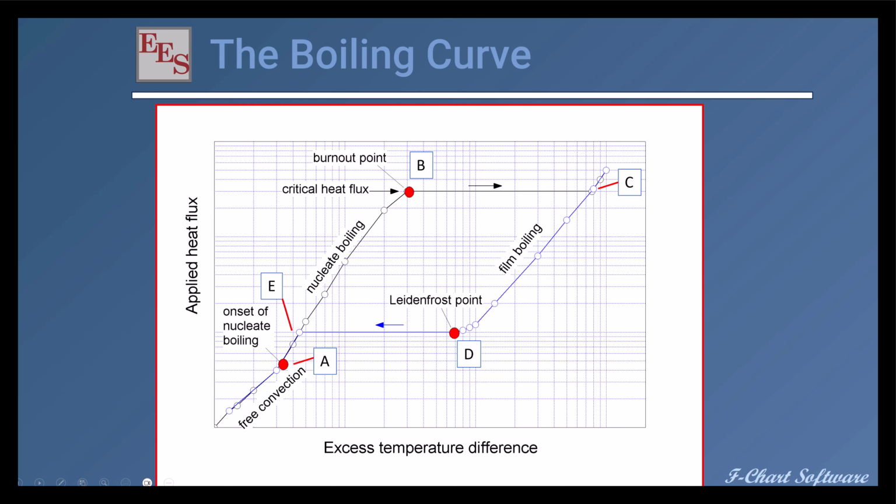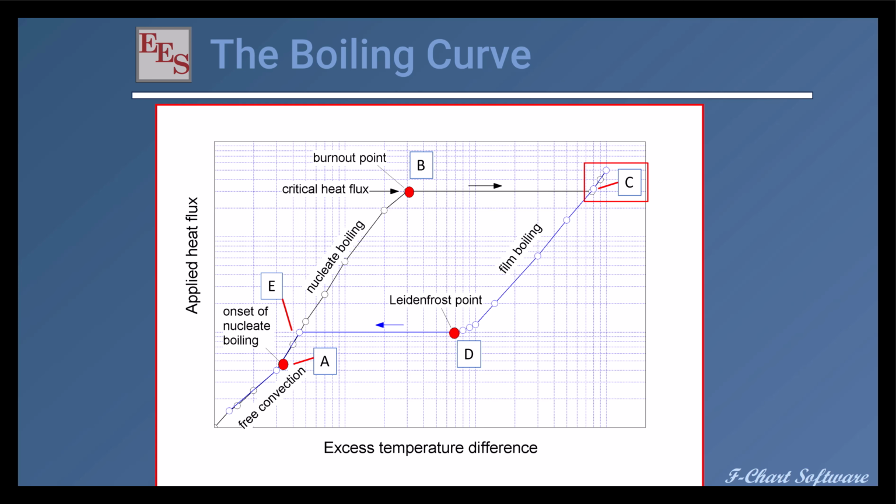So if you think about doing this, we need some kind of a strategy, and the sort of complicated bit here is we have to know, where do you stop being free convection and start being nucleate boiling. And then, so that's point A. And then once you climb the nucleate boiling curve, where does that stop? So that's a critical heat flux, that's point B. And then where does that critical heat flux intersect with the film boiling curve?